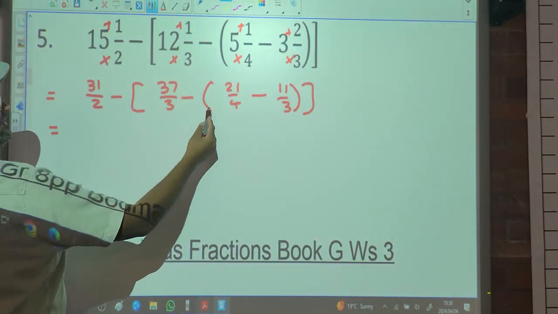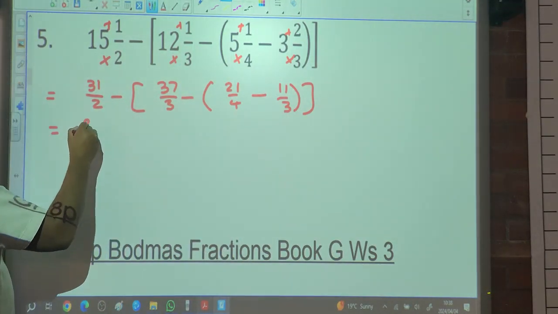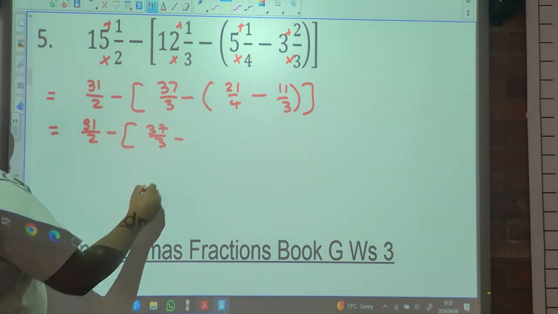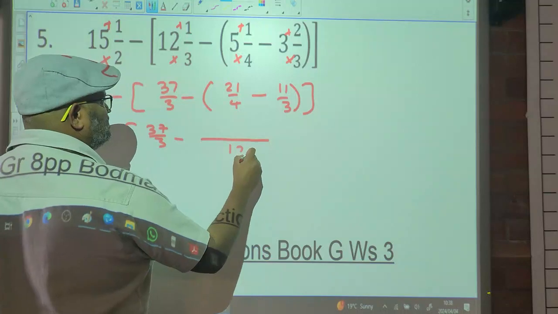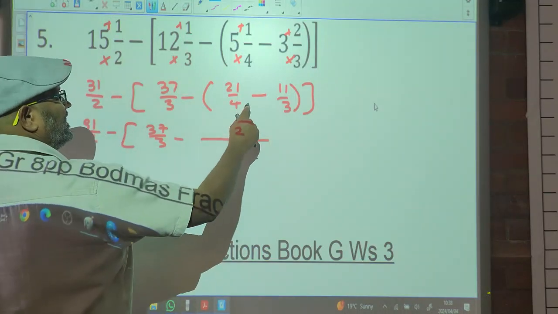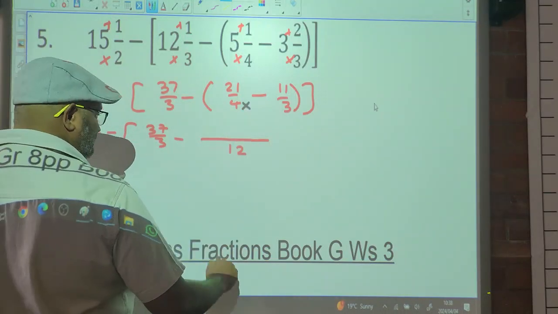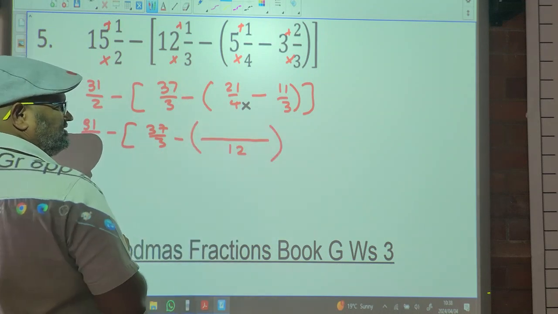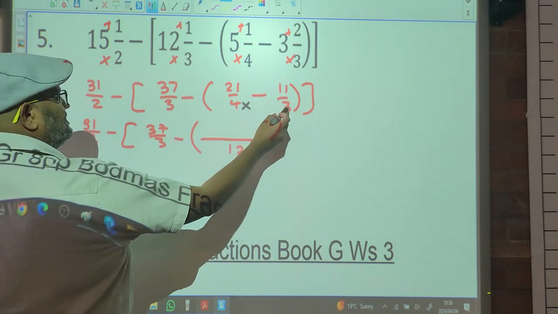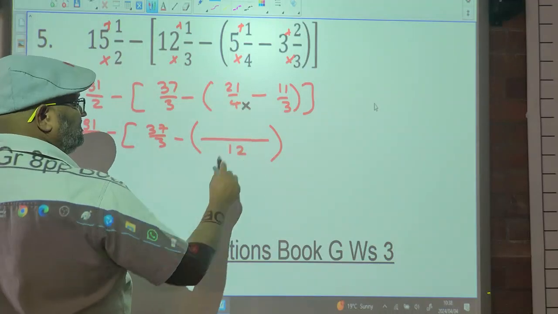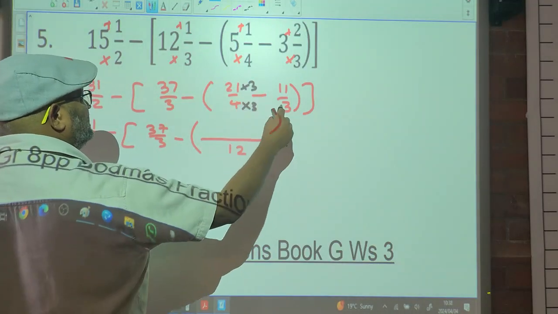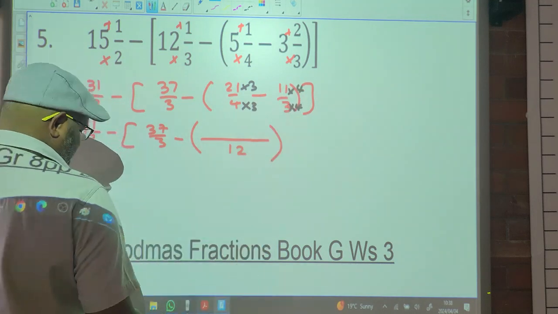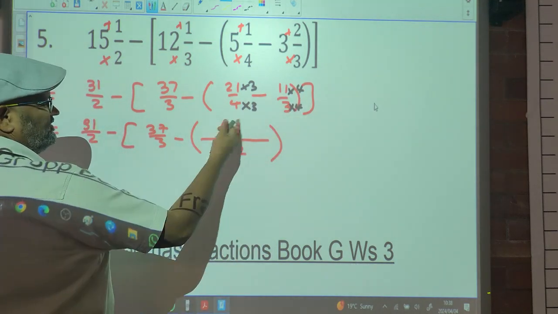As we said, the most inner bracket first. What's your LCM inside the bracket? 12. It's 37 over 3 minus 21 over 4 minus 11 over 3. LCM of course is 12, so multiply this by 3. And keep the bracket here because of that negative. I don't want you to get confused here, okay? So you multiply this by 3 and this by 4. Okay? Oh, I could have left that bracket.